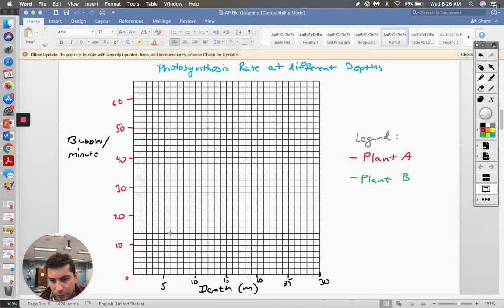At depth 2, so I'm going to start with my red line, plant A. At depth 2, plant A had 29 bubbles. I'm going to come over to the number 2 here. We're going to go up to 29, which is right here. Put a little dot in there. Next one was 5. At 5, it was 36, so 30. Each one was 2. 1, 2, 3.